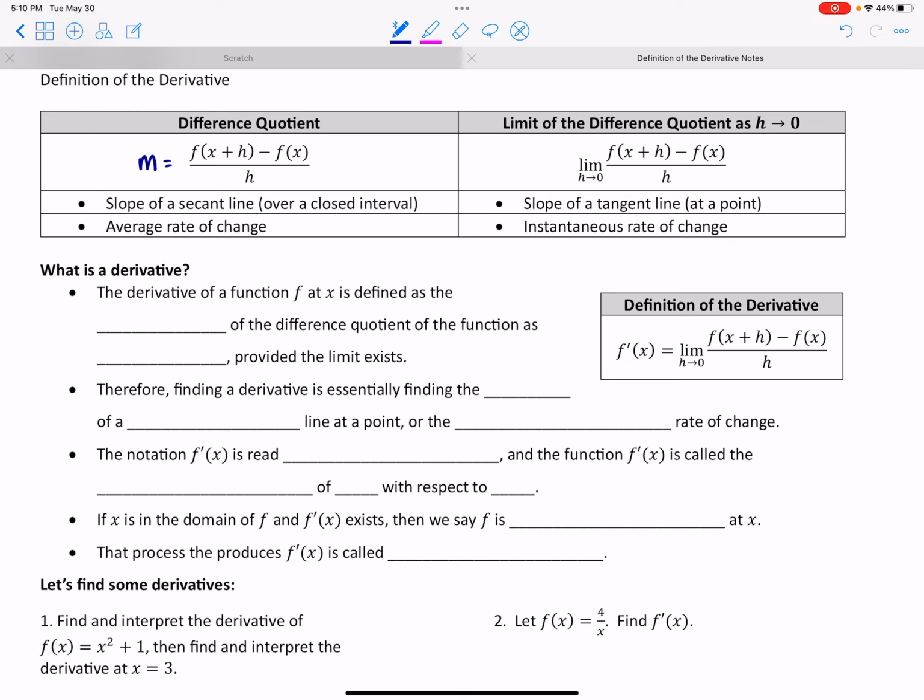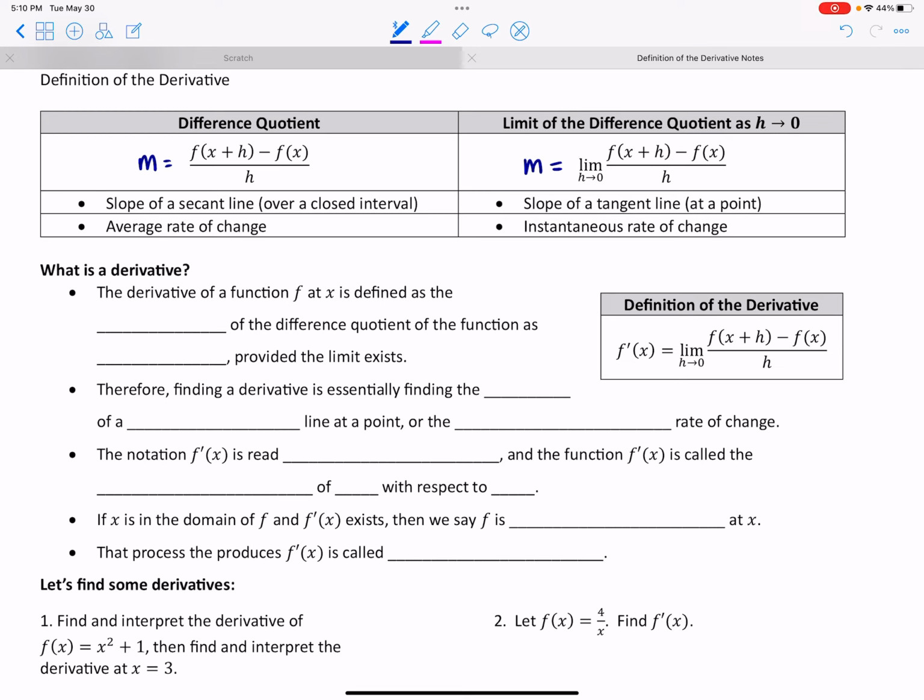So again, the limit of the difference quotient as h is approaching 0 is another form of slope. It's just the slope of a tangent line at a point instead of a secant line over an interval. And instead of an average rate of change over the interval, it is an instantaneous rate of change at a specific point. Okay, but both versions of slope.